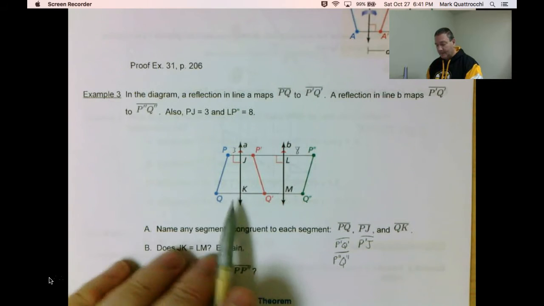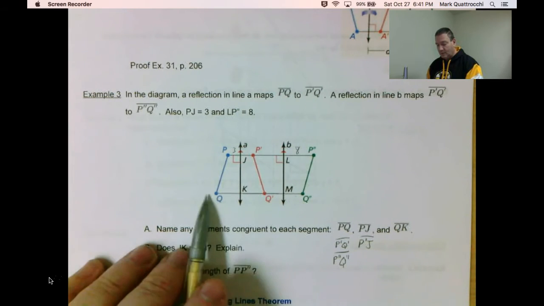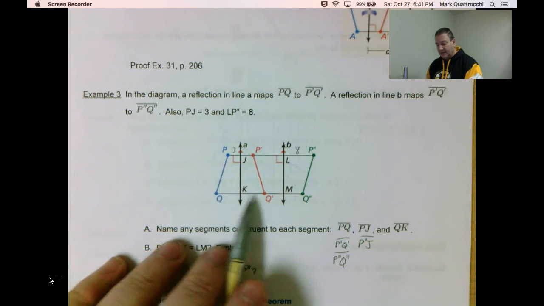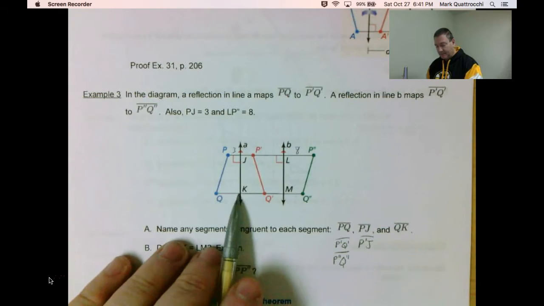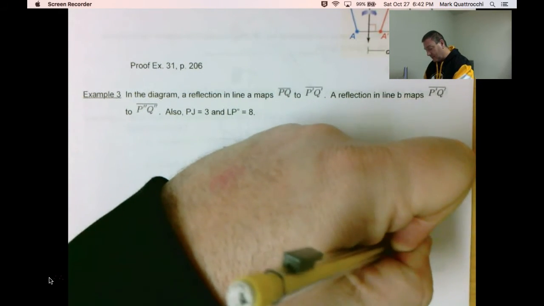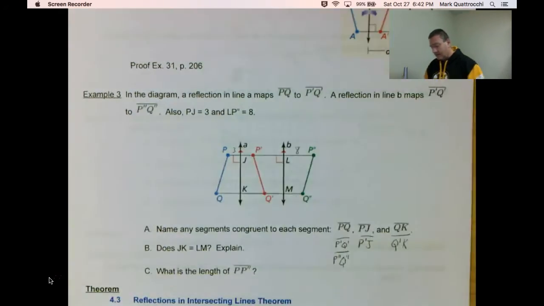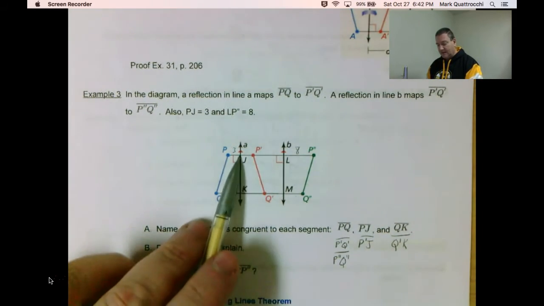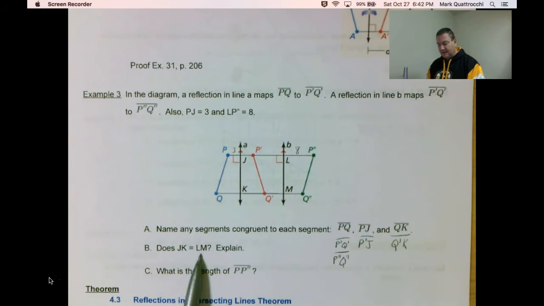QK is the same as Q prime K prime, or Q prime K. Okay, so that's the answer to part A. Part B: JK is equal to LM. True or not true, and explain if they are.